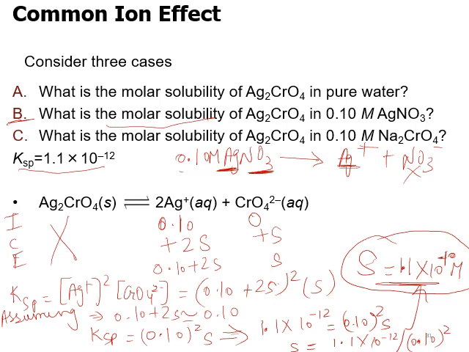The question could also ask what is the final concentration of silver ion at equilibrium and what is the final concentration of chromate ion at equilibrium. In that case, how will you solve this? The final concentration of silver ion is going to be 0.10 plus 2s, so we plug this value in and calculate that answer, and the final concentration of chromate ion is going to be s. Okay, this question is not asking that, but in case it does, you know how to solve for it. Now let's try part C.